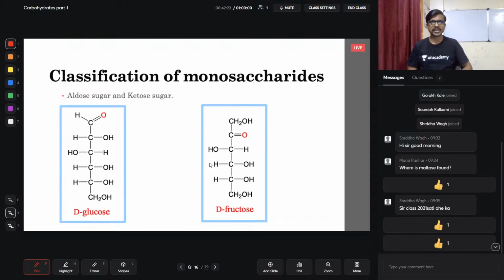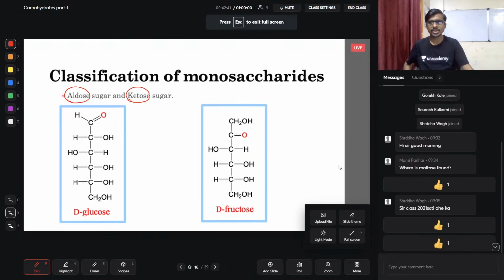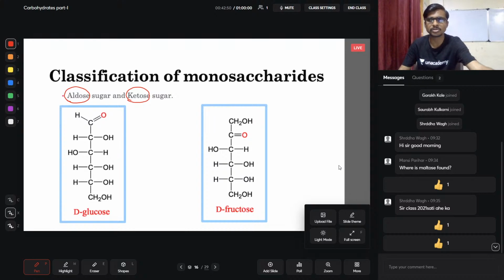The classification of monosaccharides: the monosaccharide can be classified as aldose sugar or ketose sugar. Okay, aldose sugar and ketose sugar. So what is aldose sugar, guys, and what is ketose sugar? Aldose means having an aldehyde group and ketose means having a ketone group. When the structure has a ketone group, it's a ketose sugar, and when the structure has an aldehyde group, it's an aldose sugar. This is how the monosaccharides are classified into the two.